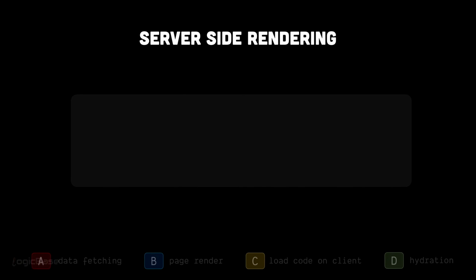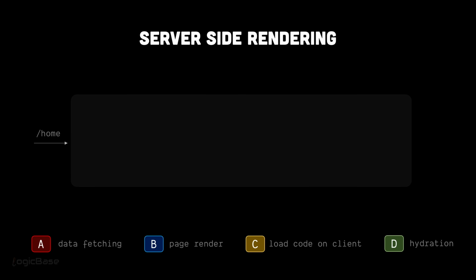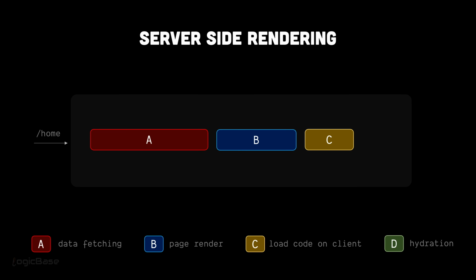Let me break it down. When someone hits this page, the request first goes to the server. Then all the async operations begin. I will call that phase A. Once that's done, the HTML gets generated. We will call that phase B. Then the HTML and CSS reach the browser. Let's call that C. And finally, once the JS bundle fully loads in the browser, we reach the hydration phase.